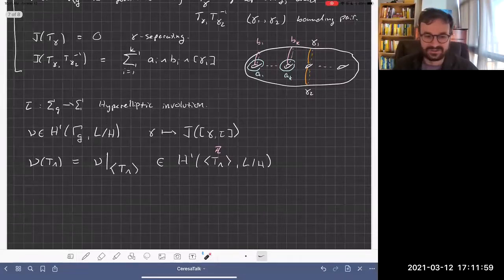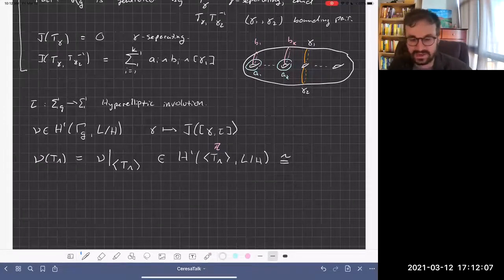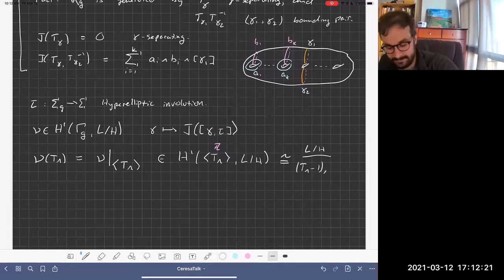At least in the topology setting, this is super explicit. I guess it's also pretty explicit in the L-adic setting where you have coefficients in Z hat. But this group here is just isomorphic to L mod H modulo the action of t gamma minus 1 on L mod H.